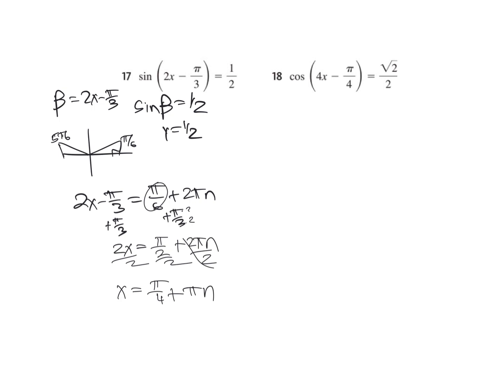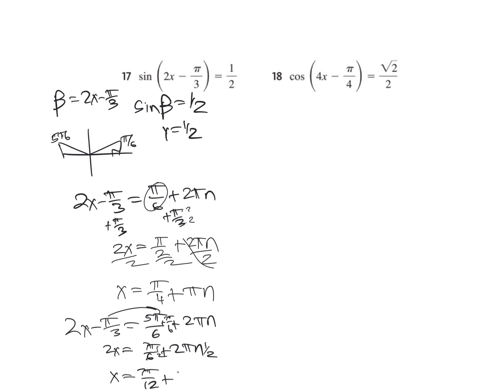And then we have to do the other one, 5 pi over 6. So 2x minus pi over 3 equals 5 pi over 6 plus 2 pi n. So we add pi over 3, which is really adding 2 pi over 6. So 2x is equal to 7 pi over 6 plus 2 pi n. And dividing everything by 2 is like multiplying by 1/2. So we get 7 pi over 12 plus pi n. And those are your values for number 17.